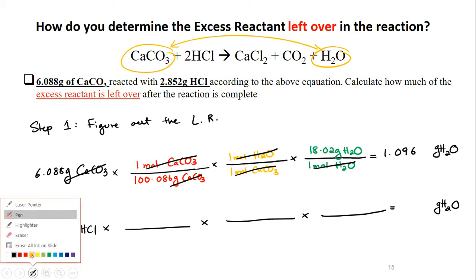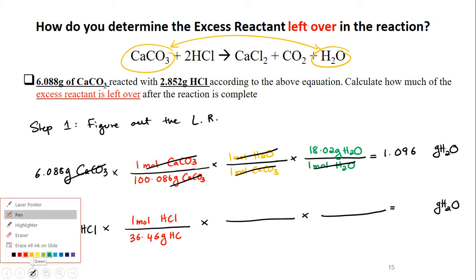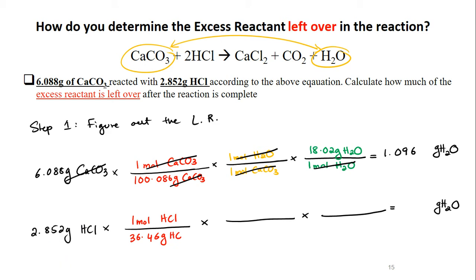Okay, now let's do the same thing for the second reactant, which is hydrochloric acid. So the molar mass of hydrochloric acid is 36.46 grams, and on the top I'm going to write 1 mole of HCl because it's the molar mass. Grams and grams have to cancel out, which means the unit that's remaining is moles. Then I'm going to compare hydrochloric acid and water.